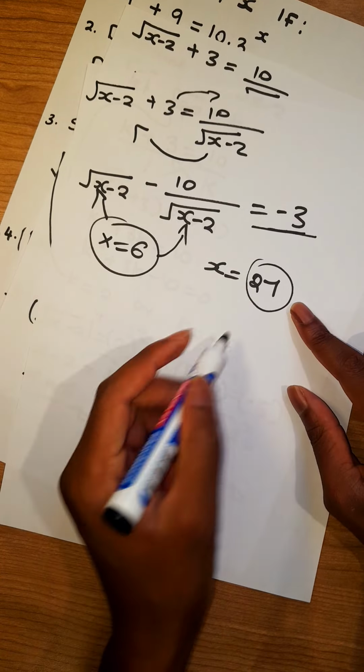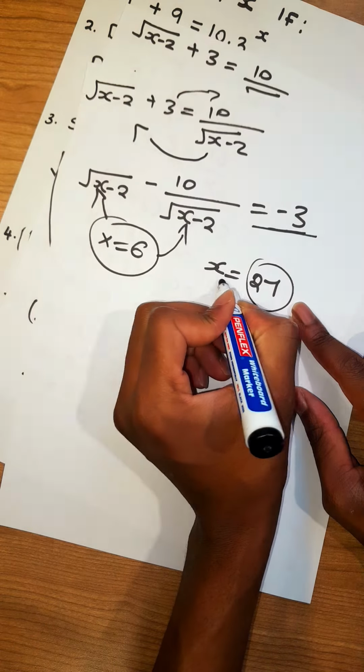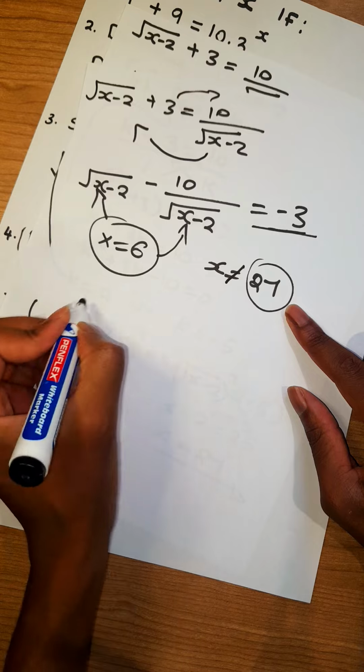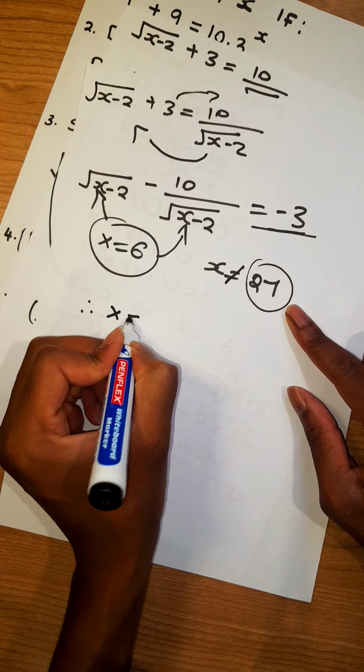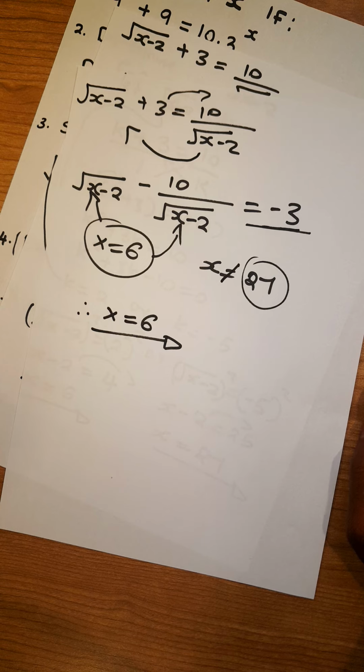So for the last step, let's assume that this is not the correct answer. You're just going to say, therefore, x doesn't equal 7, and you're going to conclude that x actually equals 6. This is how you correctly and fully answer this question.